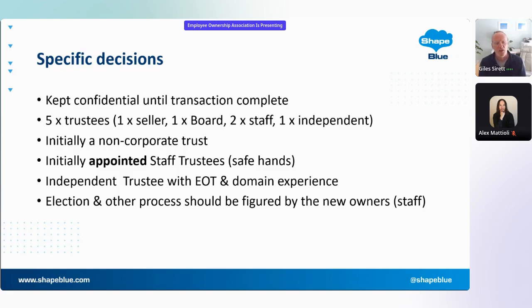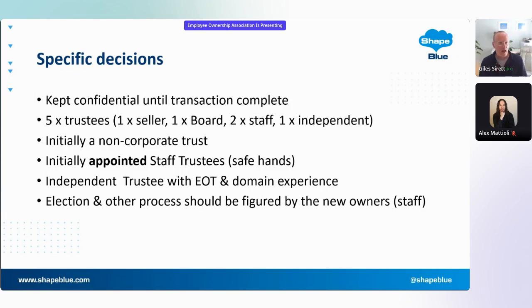The other thing, the advisors tried to tell me we needed things like the election process, the constitution of how that all hangs together, should all be figured out during the transaction. But I was very keen that actually our team figured that out. Because if we're going to be employee owned, they should have a contribution to that. So we left a few things like the employee council, the election process for trustees, and as a wider group, we've got together and figured those out since.